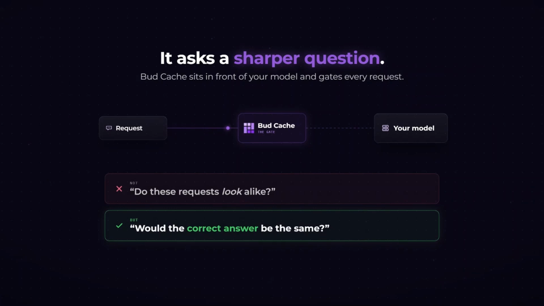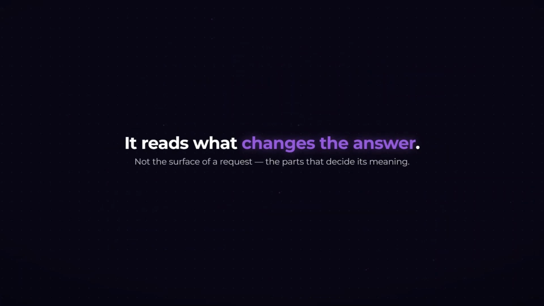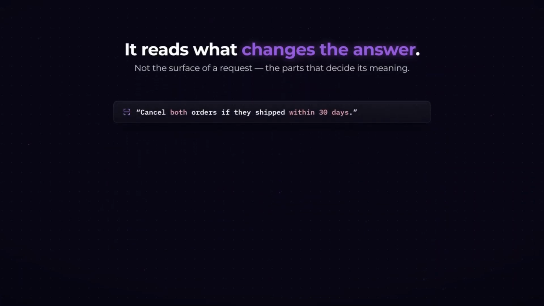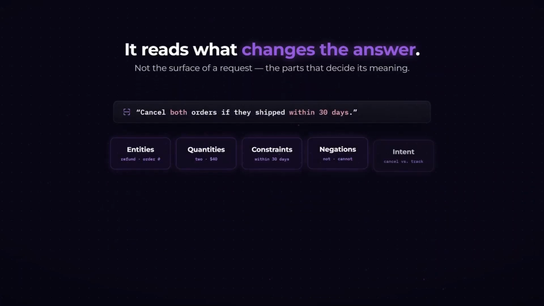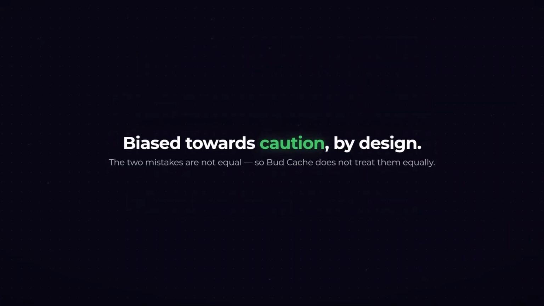Instead of asking whether two requests look alike, it asks whether they would get the same answer. To decide, it reads the details that actually change an answer. The entities, the numbers, the constraints, any negation, and the intent behind the question. It reuses an answer only when both requests match on all of these. Only then are they genuinely asking the same thing. That distinction is the whole product.